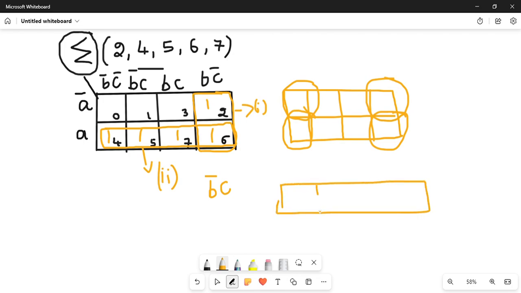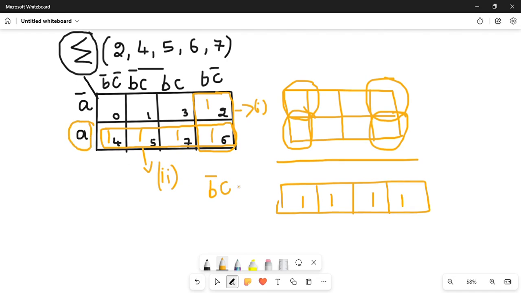If there is a line of ones over here, then whatever is present at the top, that is B bar C bar, B bar C, BC and BC bar, all will get eliminated, right? Only A will be remaining. Which one? This A only will be remaining.